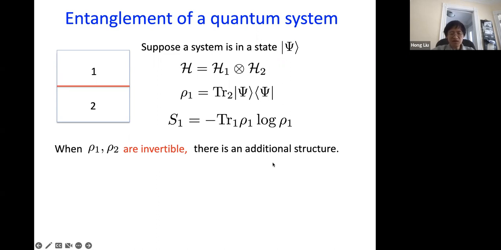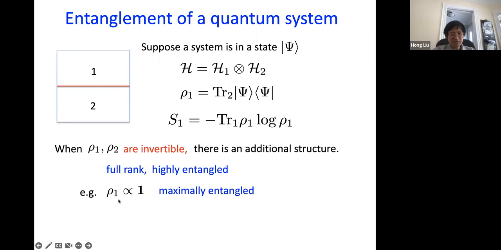Before saying this additional structure, let me mention that for rho one and rho two to be invertible, they actually have to be highly entangled. If you have a finite dimensional Hilbert space, that means they are full rank. Full rank means they're highly entangled. For example, if rho one is proportional to the identity, then it's maximally entangled. And if rho one is a pure state, which is rank one, which is clearly not invertible, then in this case it's not entangled.